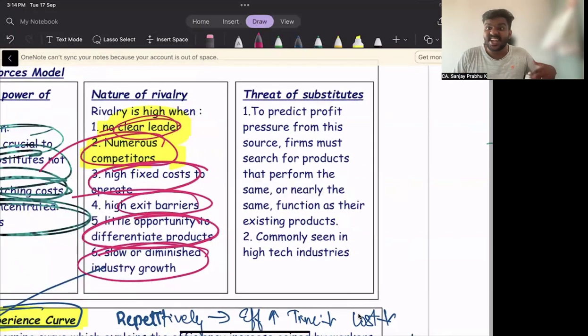Threat of substitutes. If your product has a substitute product, say, for example, our CA coaching institute, what is the substitute product for a CA coaching institute?